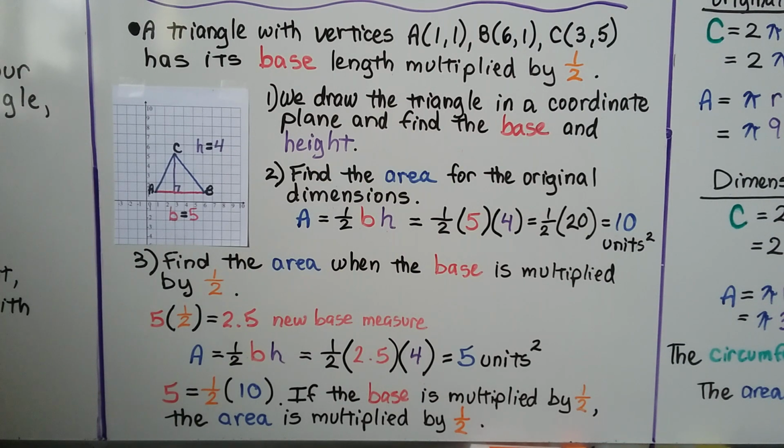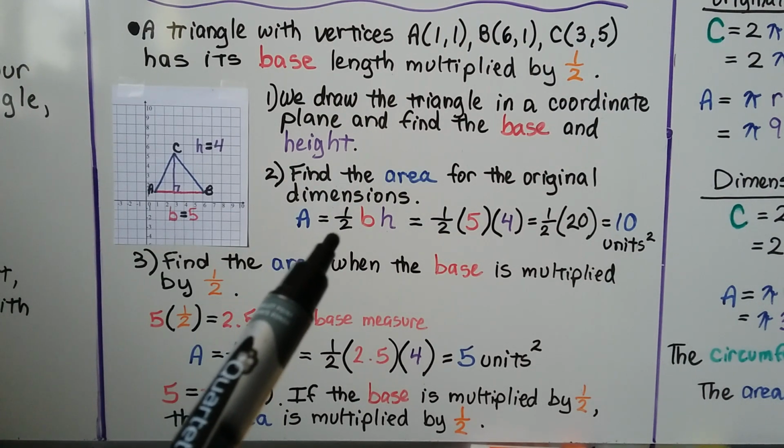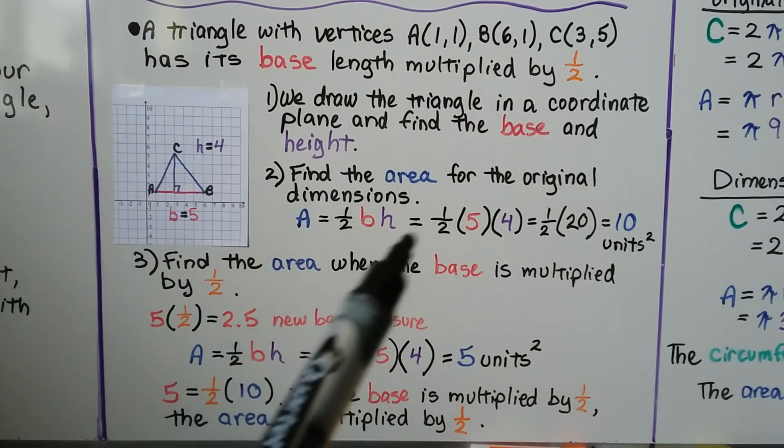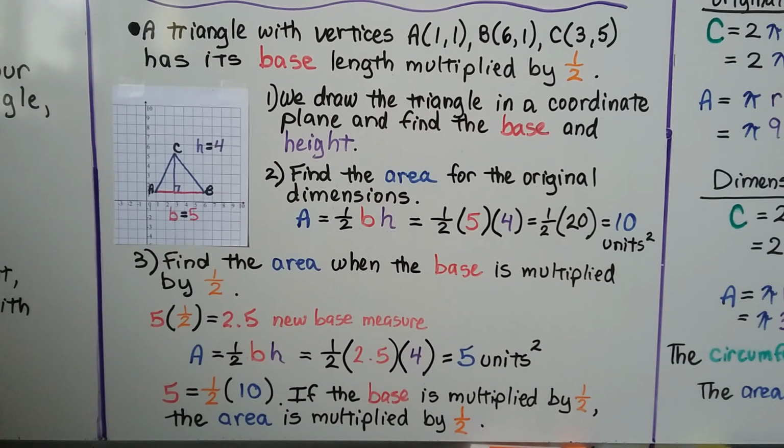Now we find the area for the original dimensions, these given points. Area for a triangle is half base height, so we've got half times 5 times 4, which is half times 20, which is equal to 10 units squared. Now we find the area when the base is multiplied by half. So 5 times a half is equal to 2.5. That's our new base measure.